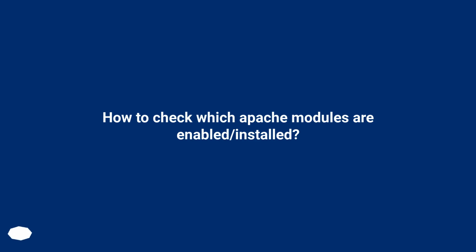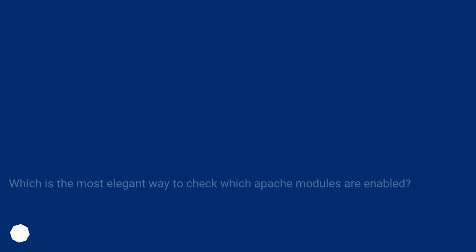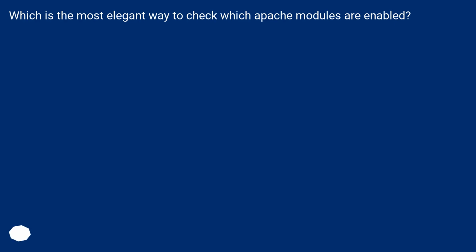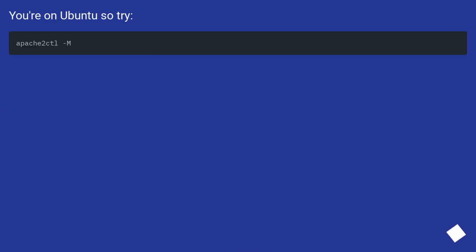How to check which Apache modules are enabled/installed? Which is the most elegant way to check which Apache modules are enabled? You're on Ubuntu, so try.